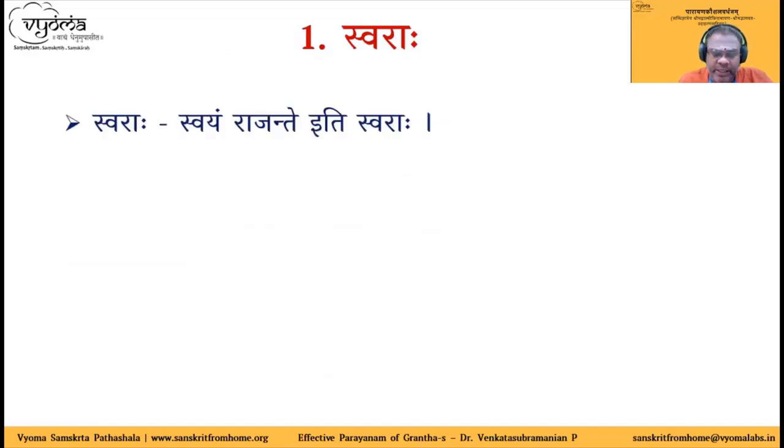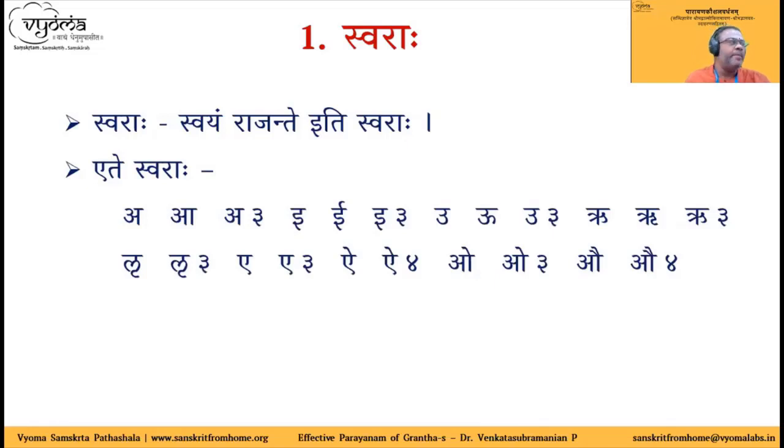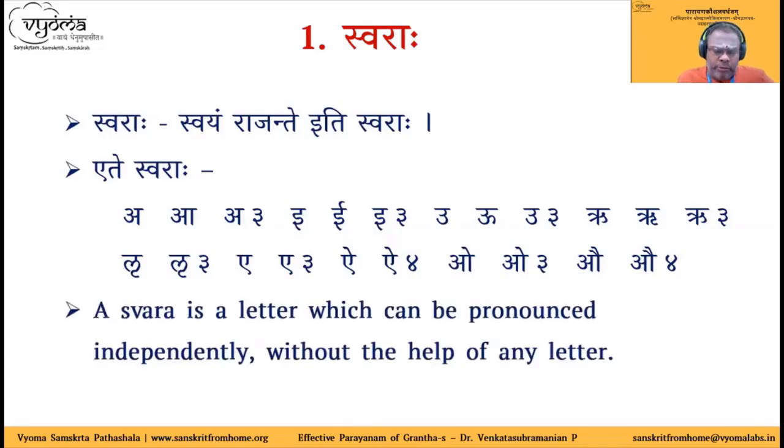These letters which are here, which are independent, are called swaras. Swayam rajante iti swaraha. A swara is a letter which can be pronounced independently, without the help of any other letter. Now, what you saw in the table were swaras. How many swaras are there?